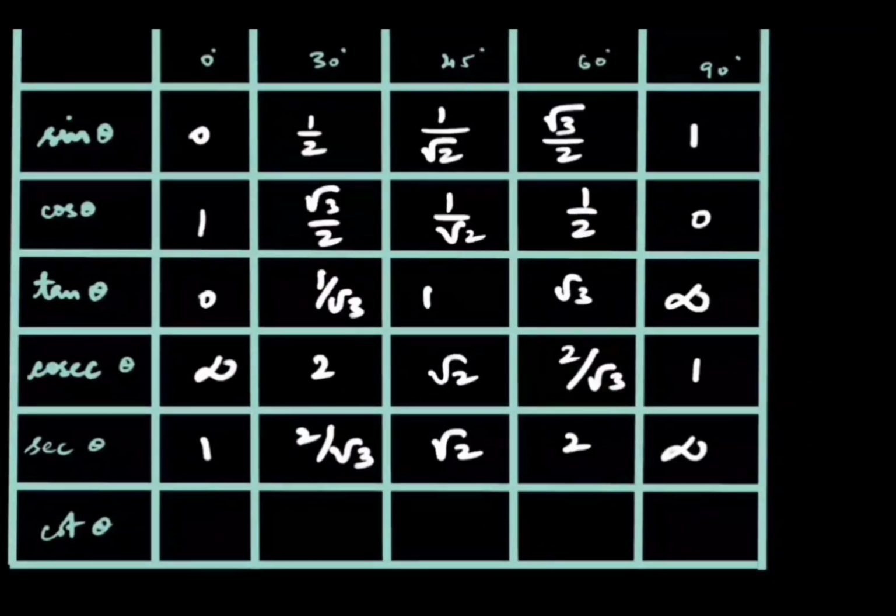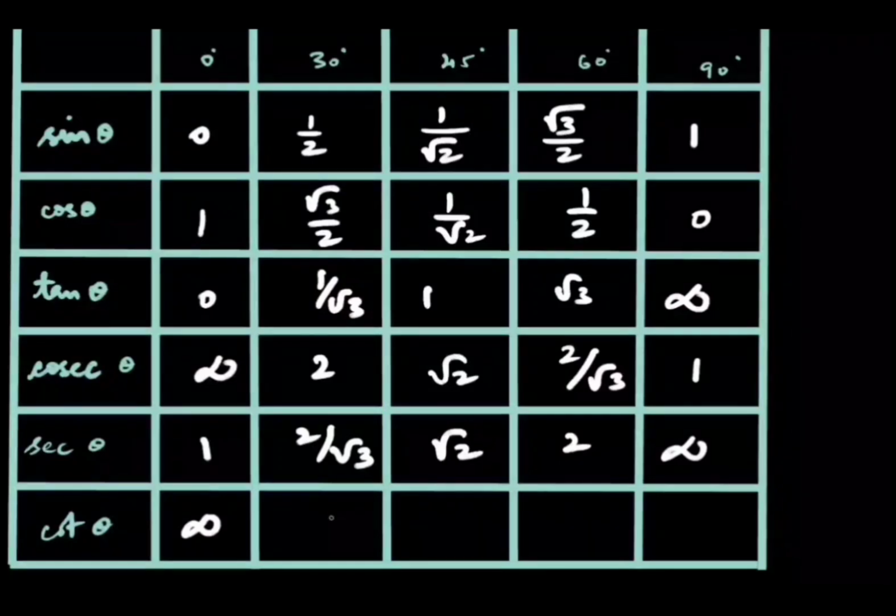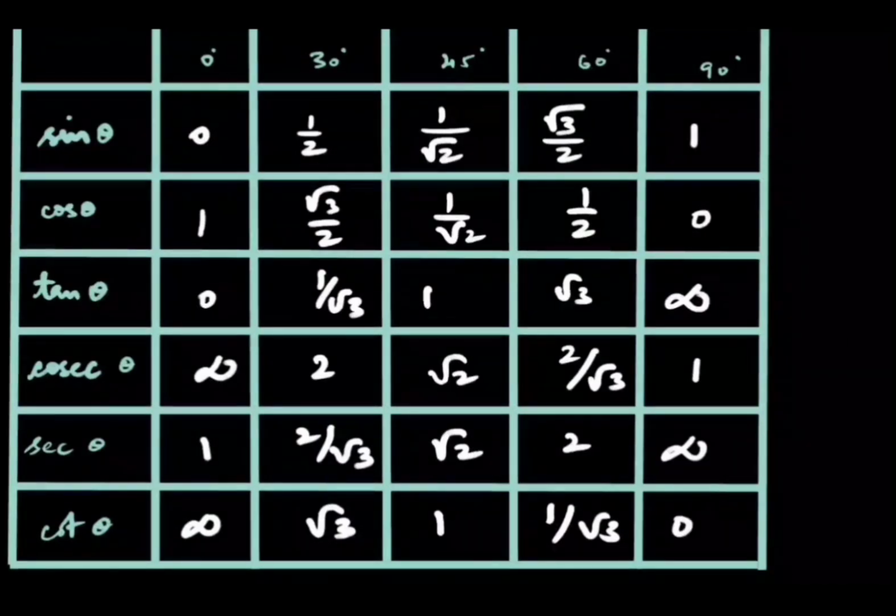Cot theta is cos theta by sin theta or the inverse of tan theta. 1 by 0 is undefined. 1 by root 3 is root 3. 1 by 1 is 1. 1 by root 3 is 1 by root 3. And 1 by undefined is 0. We have to remember this table for our further uses.